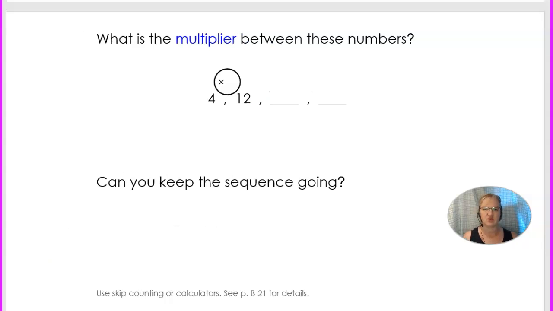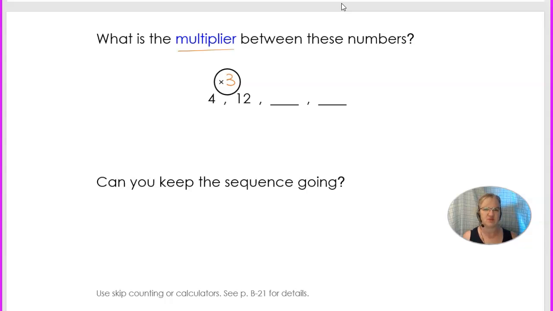Okay, let's look at this. Now we're going to put our multiplication into a sequence. So what is the multiplier between these two numbers? We already figured this out before on our second slide there. Between 4 and 12, we know that there's 3 space. 4 times 3 will be 12. Now, you can see we have other lines here. We've got 2 more lines to keep this sequence going.